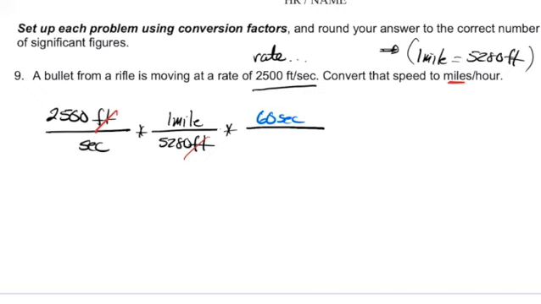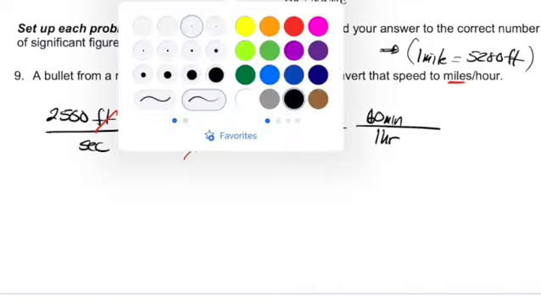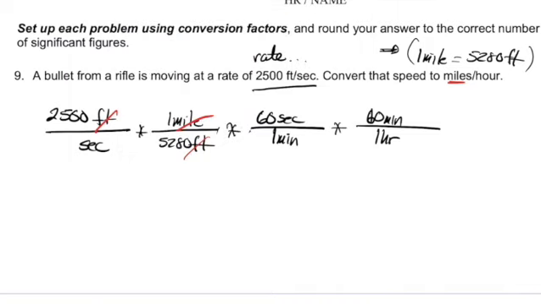60 seconds is 1 minute. 60 minutes is 1 hour, and that's all I have to do. All right, so now we have it set up so we do our canceling. Miles is actually what I want. Seconds will cancel, minutes will cancel, and we are left with our unit, miles per hour. The only thing that didn't cancel is the unit that answers the question, essentially.